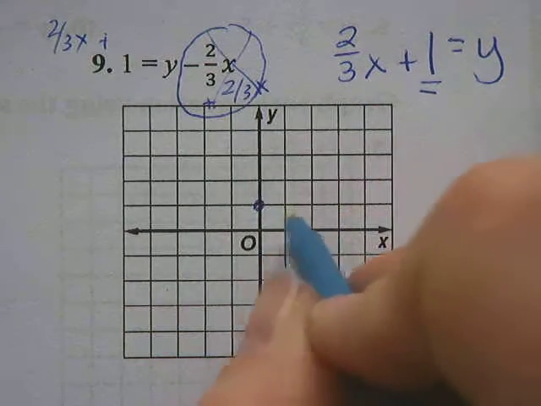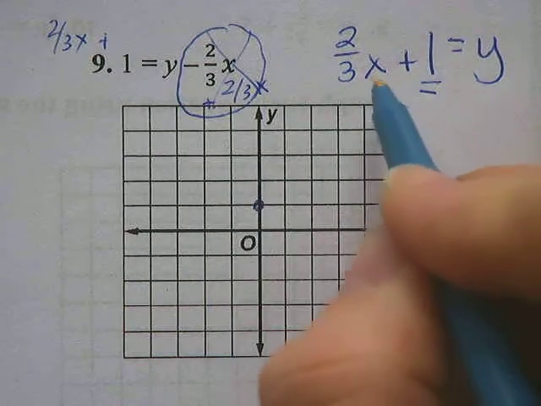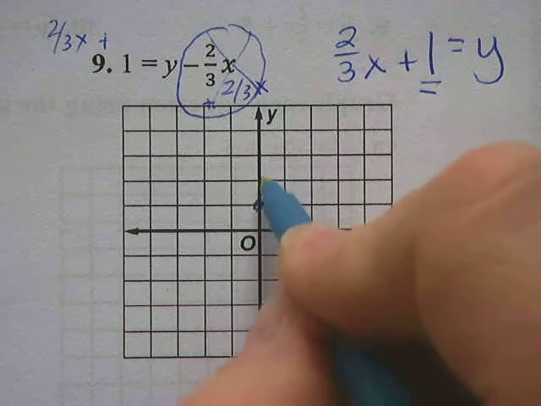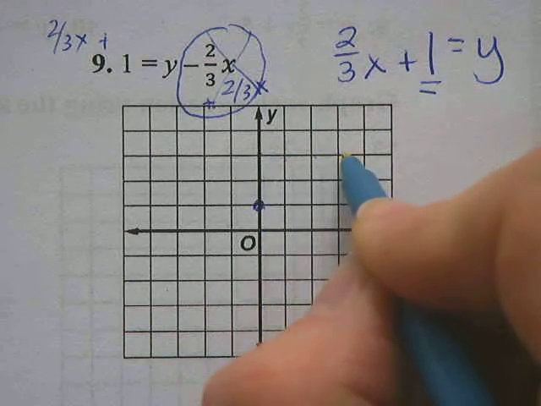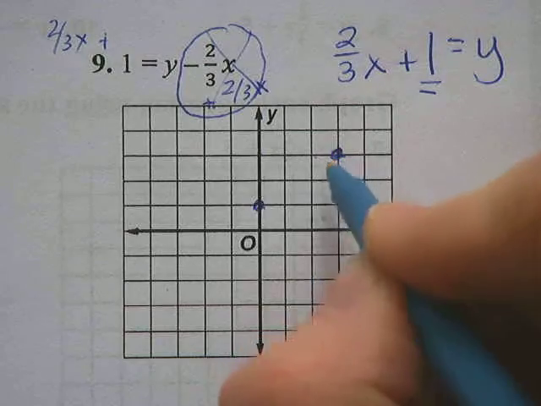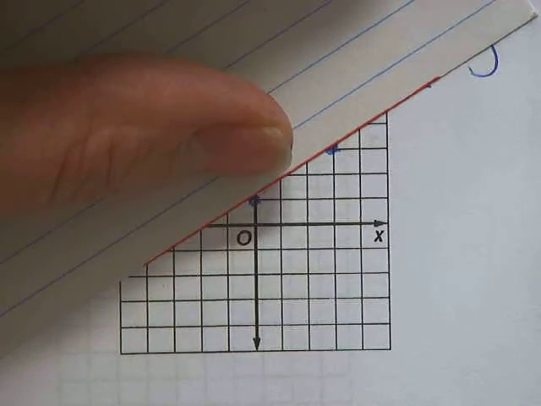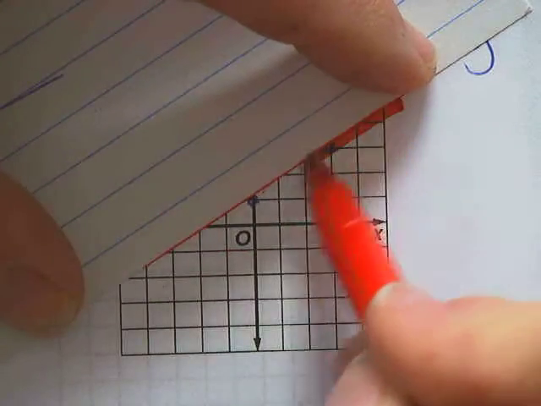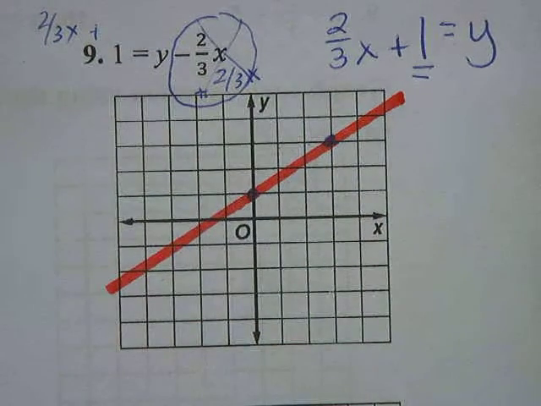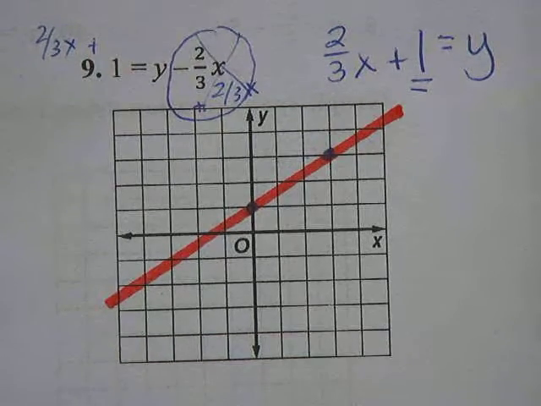So to graph that, we go to 1, which is the y-intercept, on the y-axis, and then we do our slope of 2/3, which means we rise 2, we run 3. You really only need 2 points to define a line, and you connect those, and you're good to go.